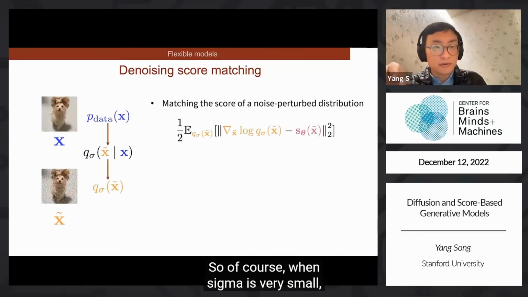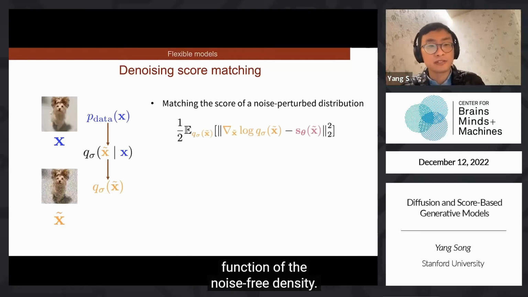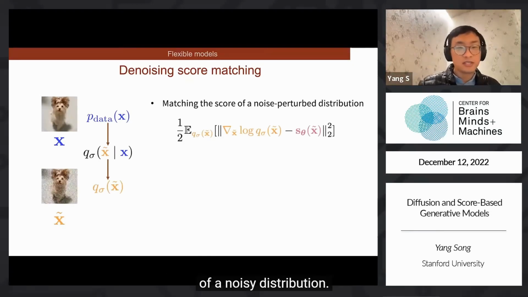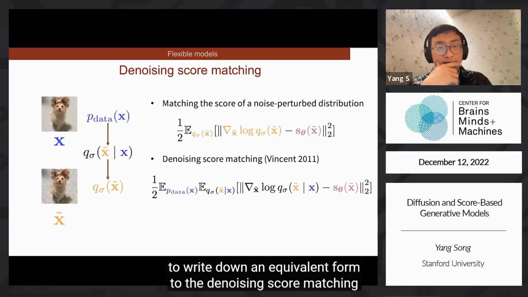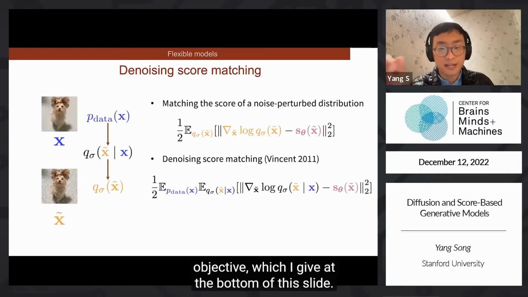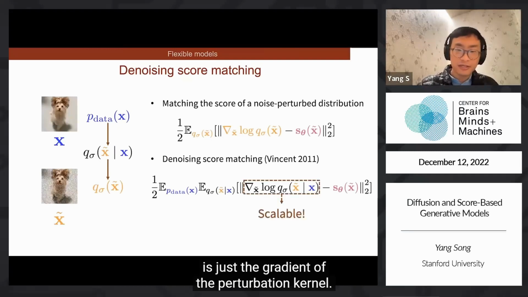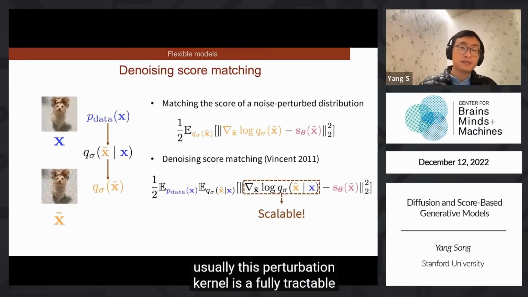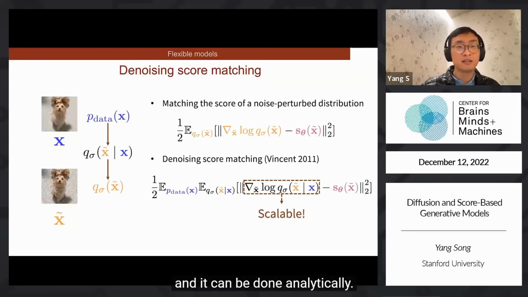Of course, when sigma is very small, you can approximately view the score function of the noisy density as equivalent to the score function of the noise-free density. So the magic happens when you estimate this score function of a noisy data distribution. You can use some arithmetic derivation to write down an equivalent form of the denoising score matching objective, which I gave at the bottom of this slide. In this new form, what we need to compute is just the gradient of the perturbation kernel. Because we designed the perturbation kernel by hand, usually this perturbation kernel is a fully tractable distribution. So computing this gradient is very efficient and it can be done analytically.